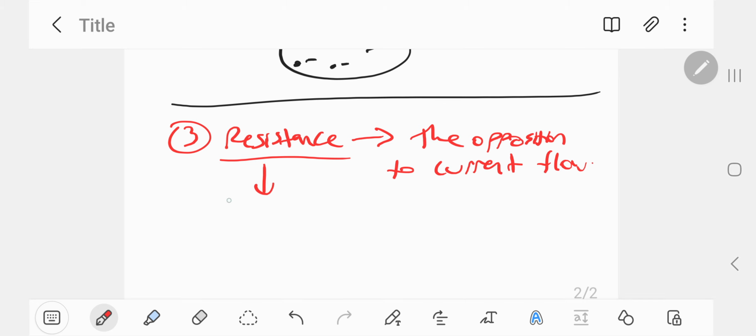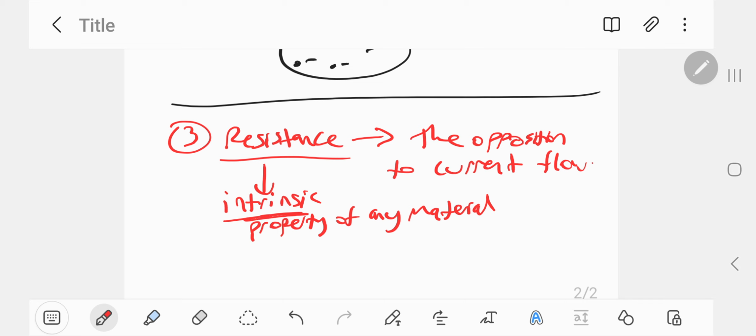And it's actually an intrinsic, here's a fancy word for you. I want you to commit this to memory, it's a good word to know. Intrinsic property of any material. Intrinsic means inherent. It's a specific property. It's an inside property. Think of it that way. It's a feature, characteristic of any material. So different materials have different resistance. You obviously want a material with low resistance. The less the resistance, the more the current. So less resistance, more current.